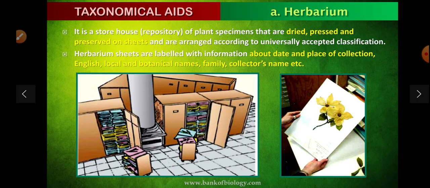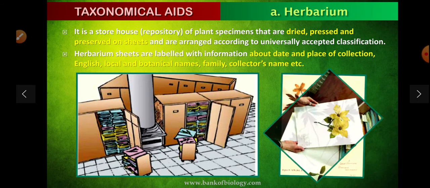It means that whenever this herbarium sheet is made, whatever plants we collect, the date on which we collected that plant must be mentioned, even the place from where the collection is taken, and the name must be local name, English name, and botanical name with proper family and classification. Herbarium is a collection of preserved plant specimens.